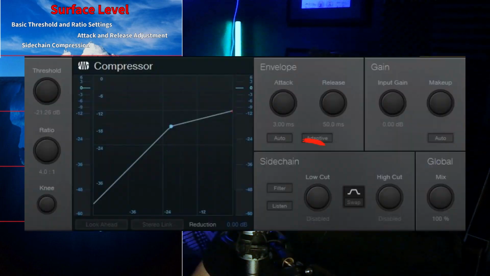At the surface level, we've also got sidechain compression. This allows the compressor to be controlled by the volume of a different track. This way you can have the compressor on your bass be controlled by the kick. Anytime the kick goes above the threshold, the bass will duck under it. Now you've got a basic understanding of the surface level, we're going to move down to intermediate techniques.